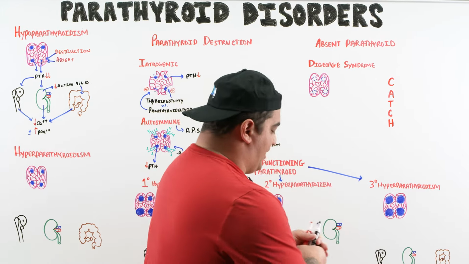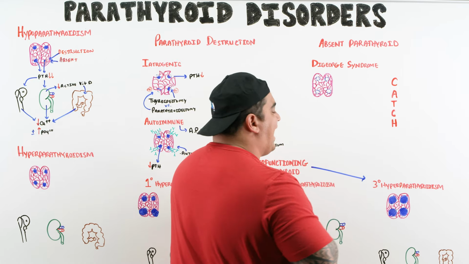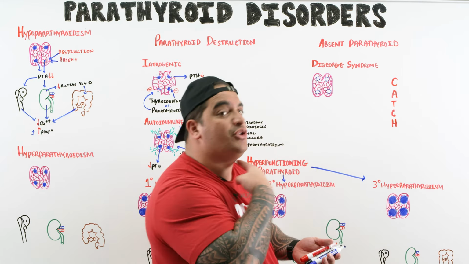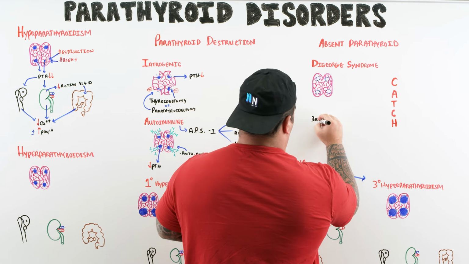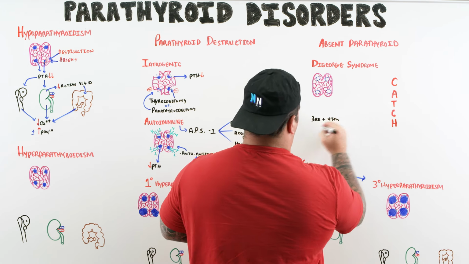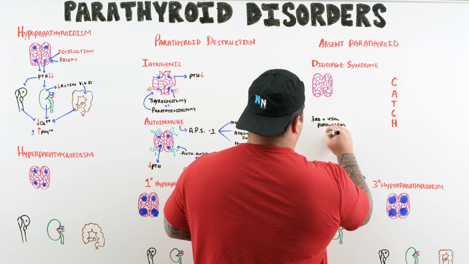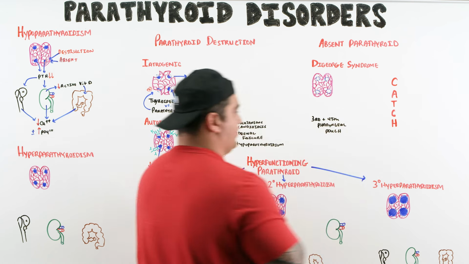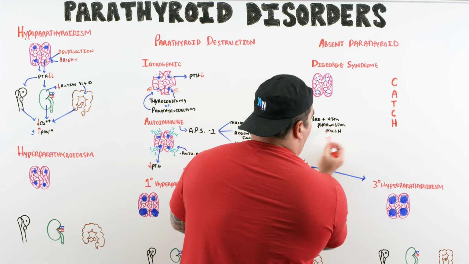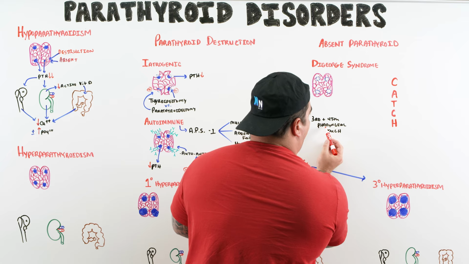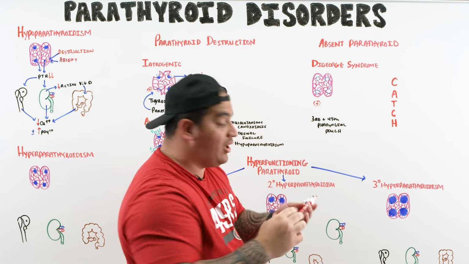DiGeorge syndrome is a process where there is a lack of formation of the pharyngeal pouches. You have these pharyngeal pouches, called the third and fourth pharyngeal pouch, and these help to make a bunch of different structures. But what happens is these don't form correctly. Whenever you don't have proper formation of the third and fourth pharyngeal pouch, this leads to the absence of the parathyroid gland, along with other structures.